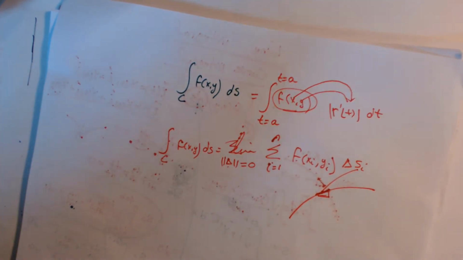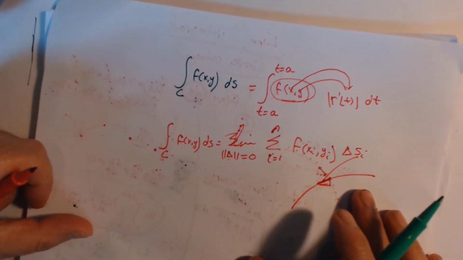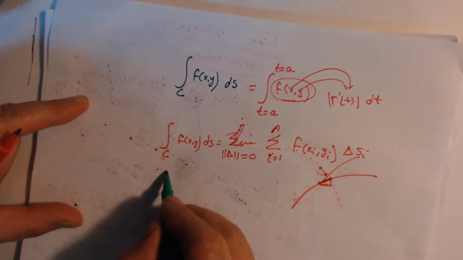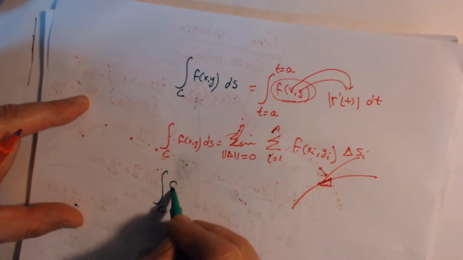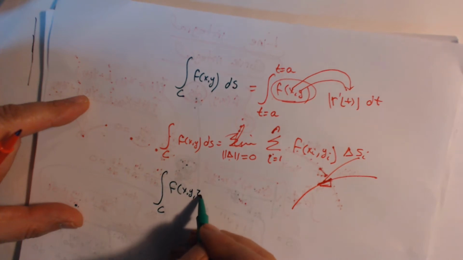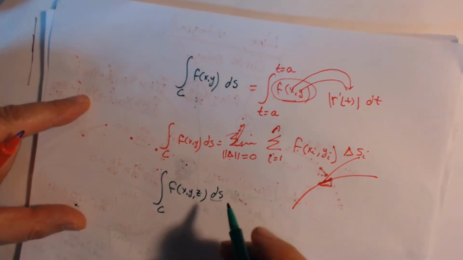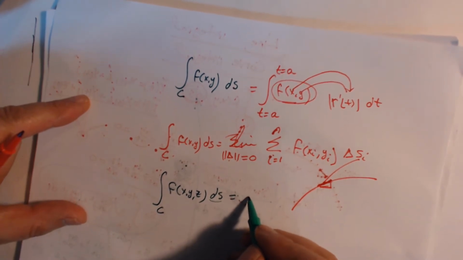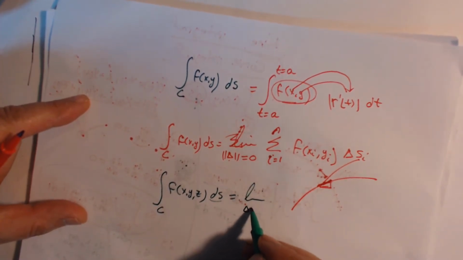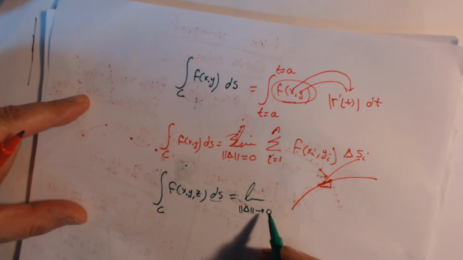But somebody says, what happens if I want to do it in space? In space, you're going to have a function of x, y, z, and you multiply by ds. And that's the arc length in space. And that's nothing except the limit as the norm approaches 0. And somebody says, what is a norm?